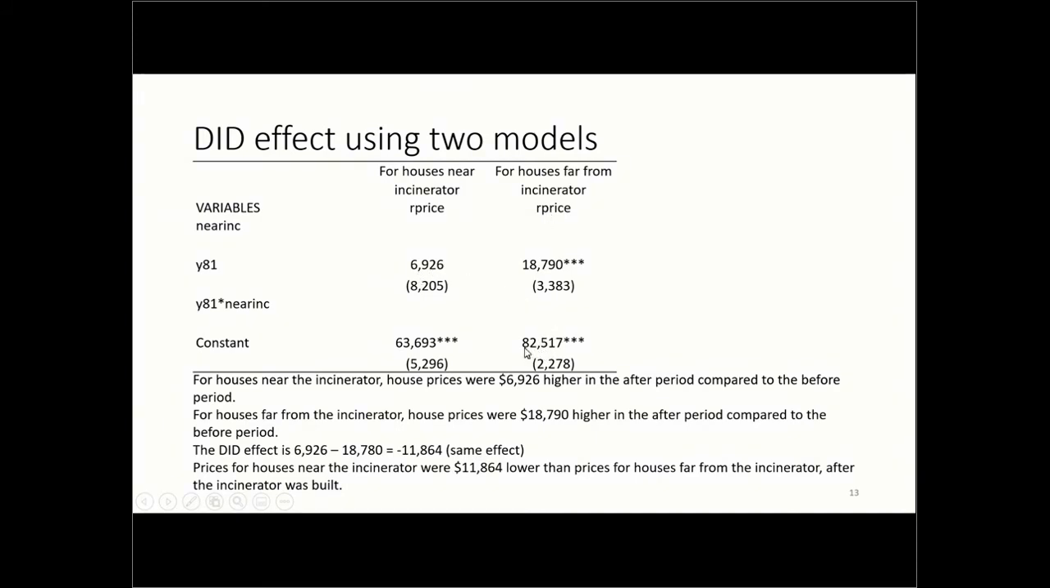And here, this is the house prices in the before period for houses that are far from the incinerator. And if you want to get the after period, we would need to sum up these two coefficients, and these would be the average house prices in the after period for those that are far from the incinerator.